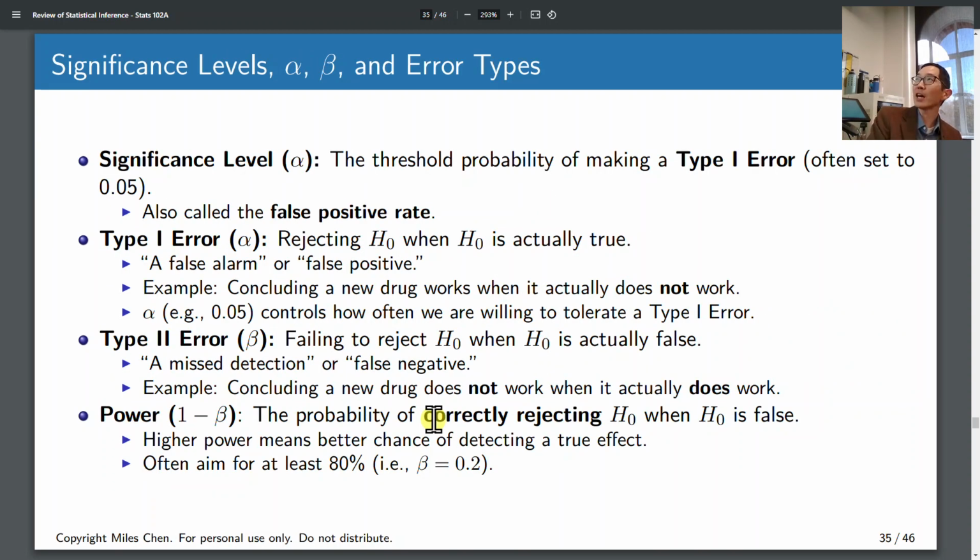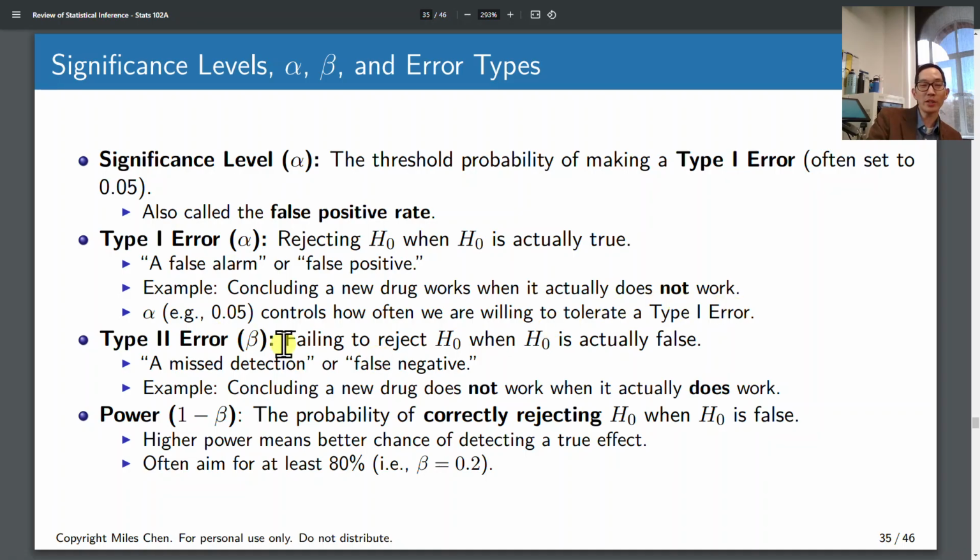Our significance level, alpha, is also the probability of making a type 1 error. Type 1 error is a false positive, okay? That means we rejected the null when the null hypothesis is true, okay? So, false alarm or false positive. That would be something like you come to the conclusion that a new drug works when in reality it doesn't work, okay? We have control over alpha, and so when we pick alpha of 5%, it says we're willing to tolerate making type 1 error 5% of the time, okay?